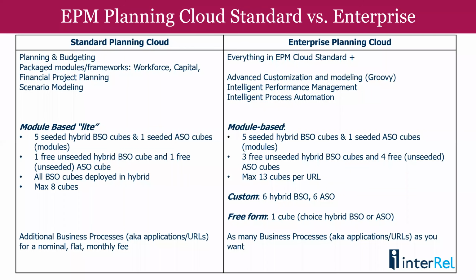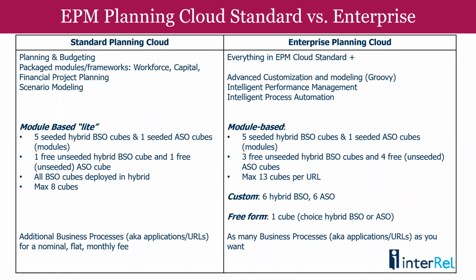And just a little bit more between the 2, like I said, with standard, you get the frameworks. With Enterprise, you can have the frameworks, but notice that you also get 3 in this module base. You get 3 custom ASO, 3 custom BSO, in addition to all the frameworks, whereas in standard, you just get 1. And then also in Enterprise, you can have custom, which is up to 12 apps.